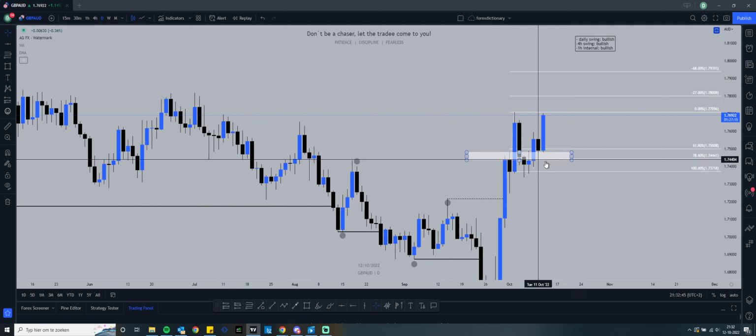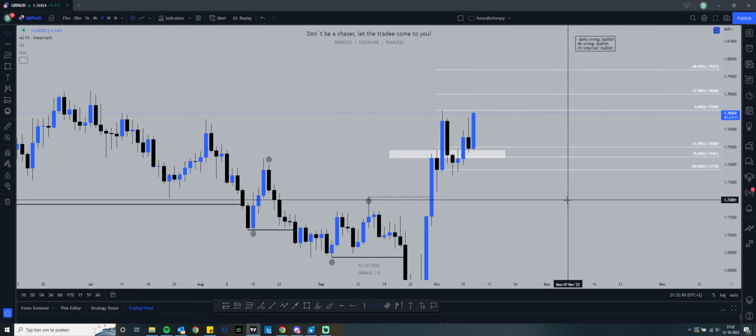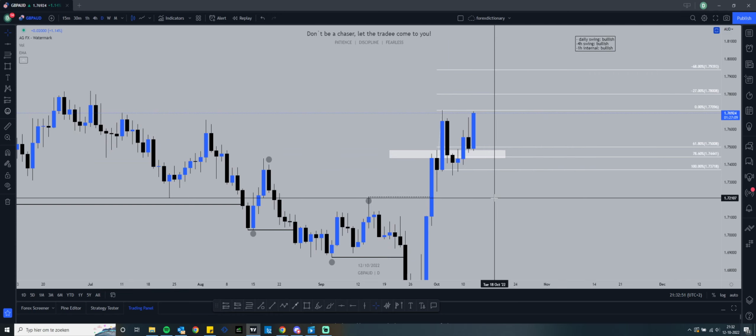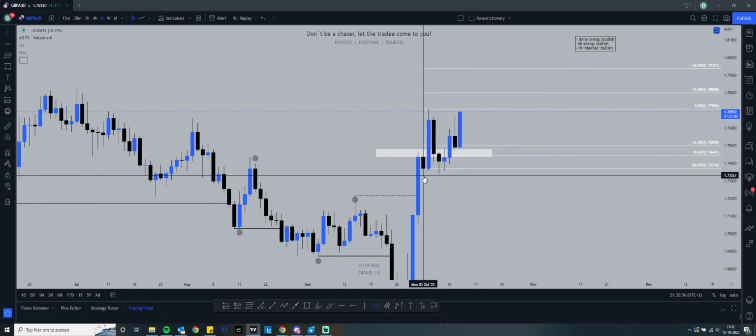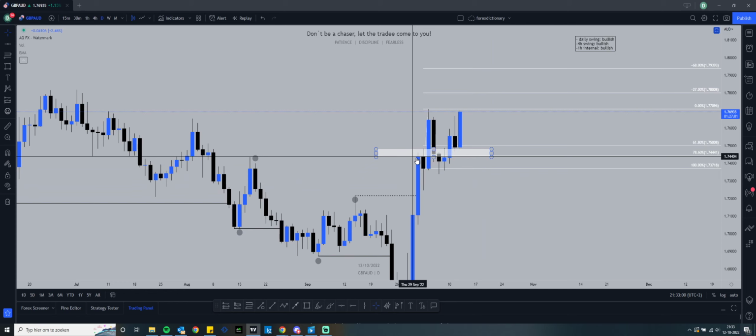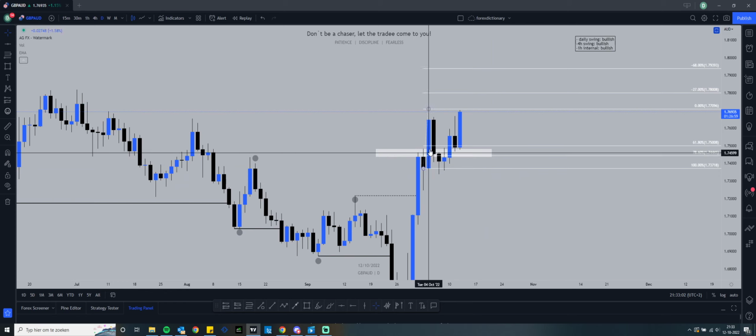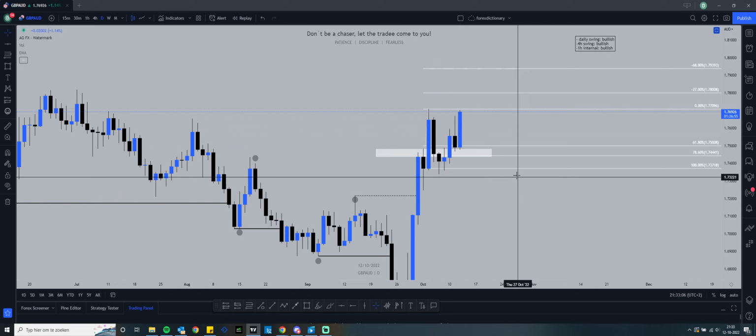Okay, yeah. So this would be my point of interest. One quick side note is the fib is always valid until the 100 level. But you see this wick here on the bottom. Price has already come back down here once and still managed to push back up. So that means there's a lot of liquidity there.